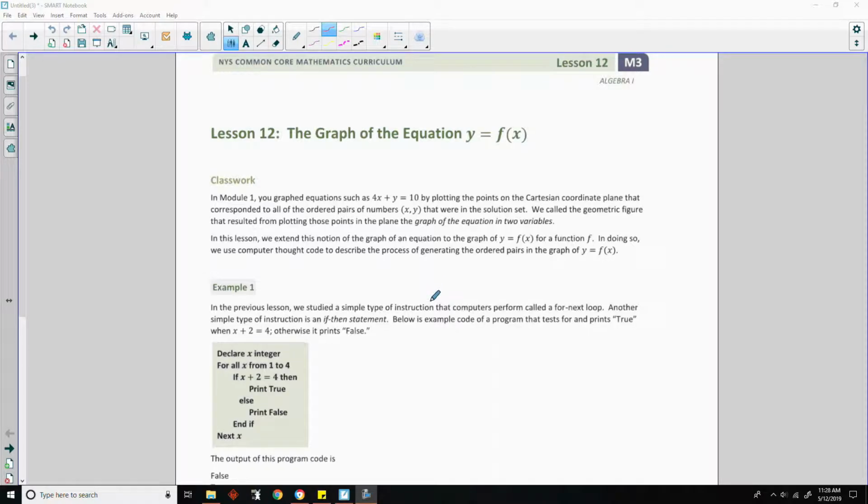Welcome to Lesson 12, the graph of the equation y equals f of x. Classwork.